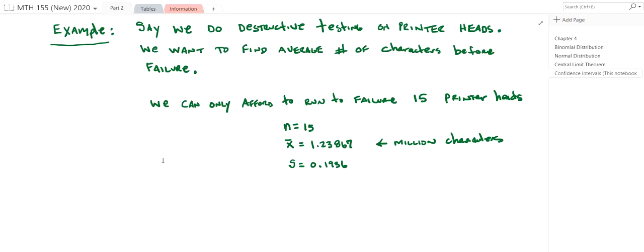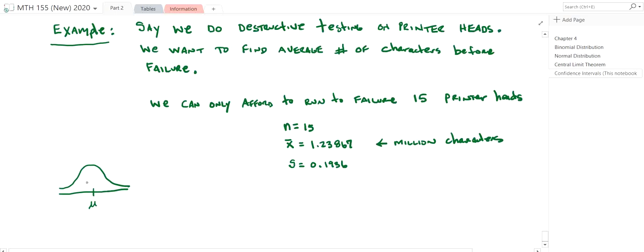So how do we approach this problem? Well, the first thing we want to do is let's start drawing some pictures. One of the first pictures I would draw is what's going on here. We have printers that fail, and we are looking for the average number of characters. But we only took a sample of 15 to try to figure that out.